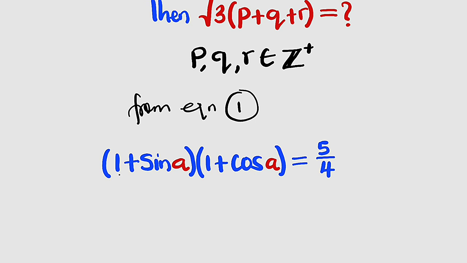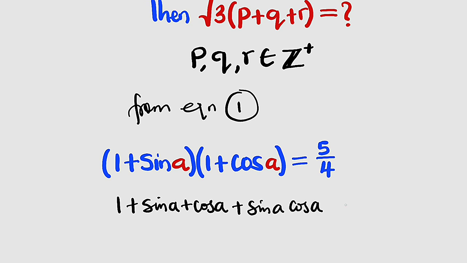If you expand this, this will be 1 times 1, which is 1, plus 1 multiplied by cos A is cos A. Then we have sin A times 1 is sin A. So together we have sin A plus cos A, right? Then we still have another term, which is sin A times cos A, which is going to give us a product of sin A by cos A. Everything equal to 5 divided by 4.